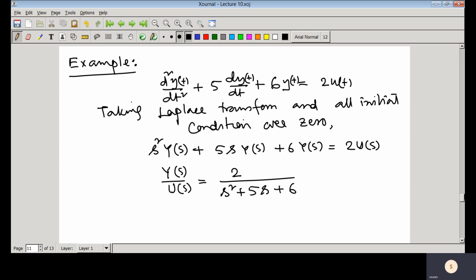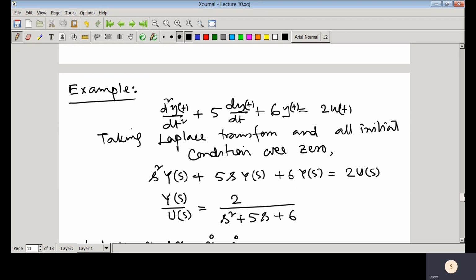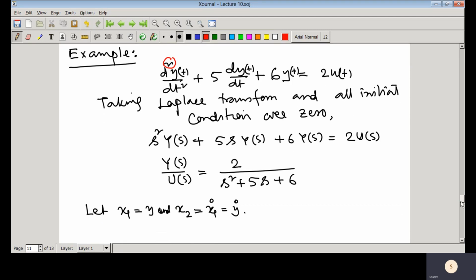So first we need to find the state space model. So let x1 be that state that is equal to y. Then x2, another state, that is x1 dot equal to y dot. As it is a second order system, two state variables are needed to describe that system.